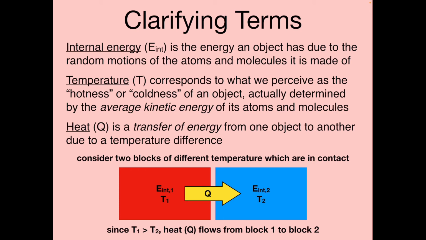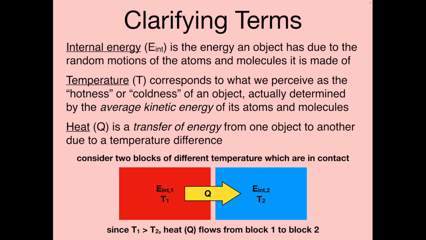And then lastly, we have heat. Heat is given by the variable Q. Okay, so whenever you see Q, that corresponds to heat. Heat is a transfer of energy from one object to another due to a temperature difference. Okay, so heat is not energy, but energy moving from one place to another because of a temperature difference.